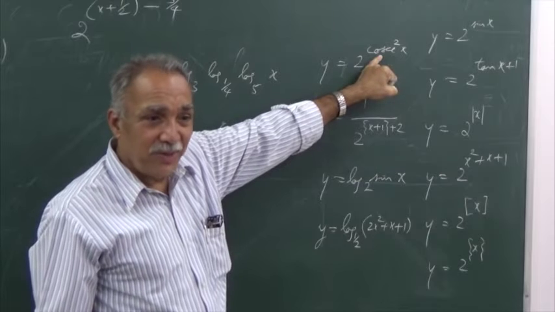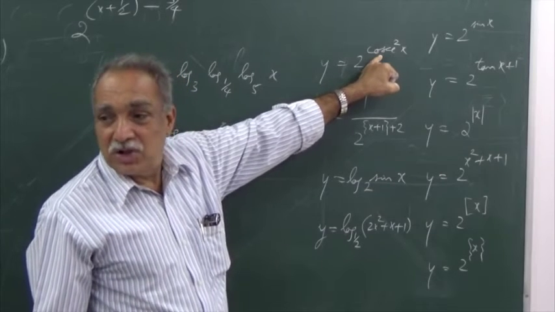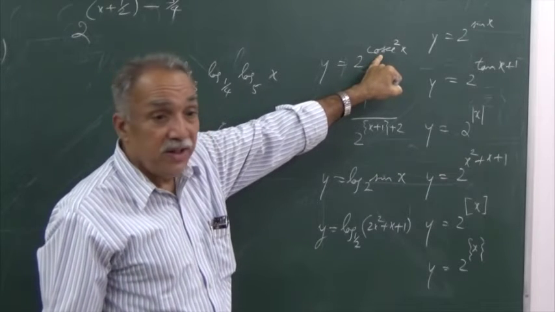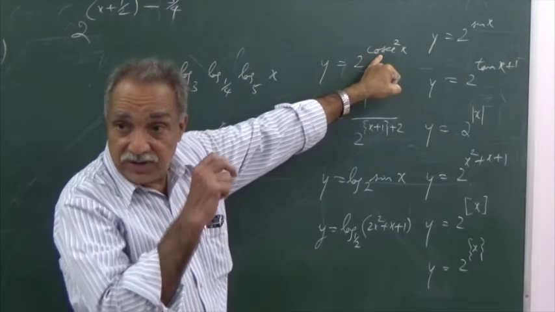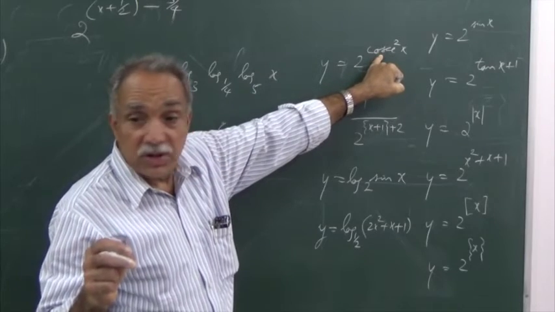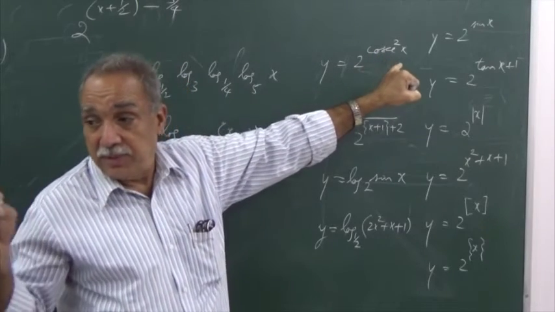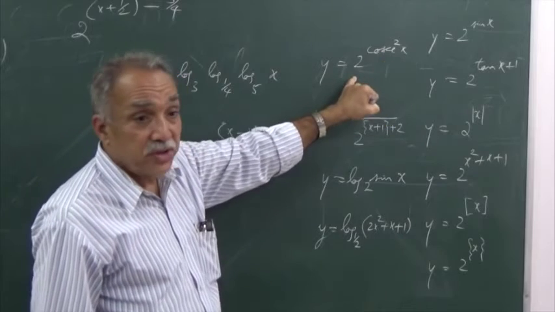2n pi or n pi? N pi. All integral multiples of pi. So, domain will be set of all reals with removed, what removed? Set of all n pi, n belonging to Z. What is range?